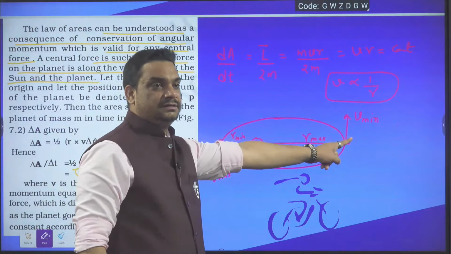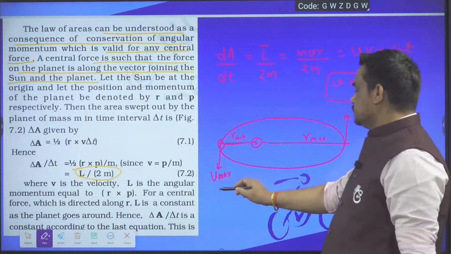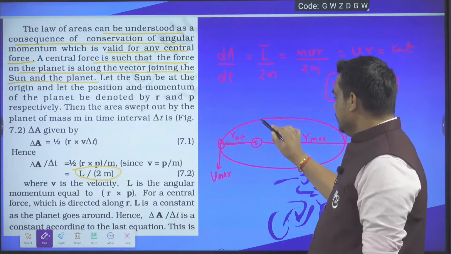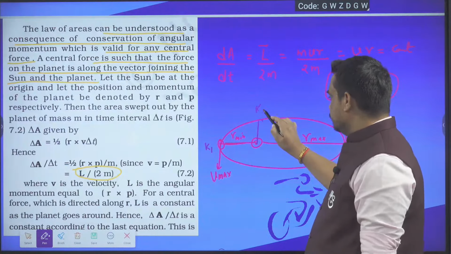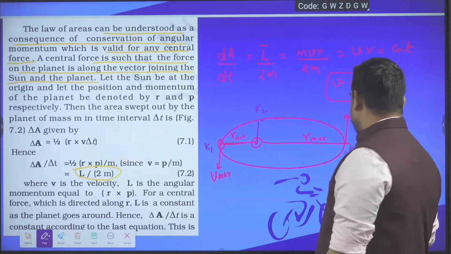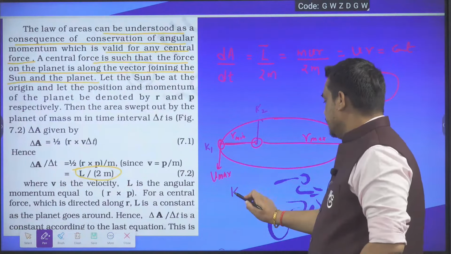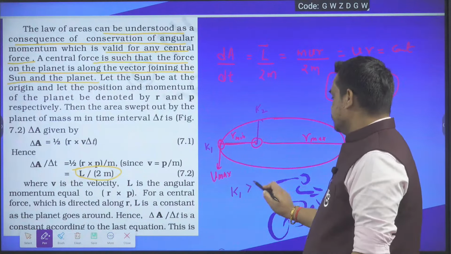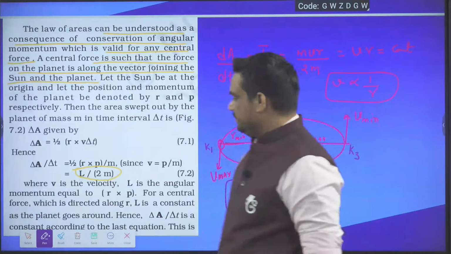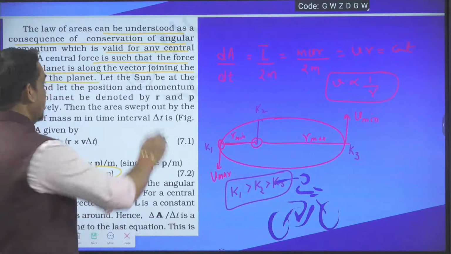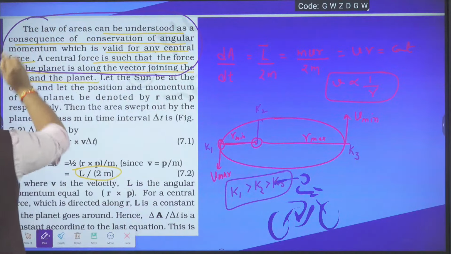They will also ask about the kinetic energy. They can say this is K1, this is K2, this is K3, and ask where the kinetic energy is more. Then K1 is maximum, after that K2, and after that K3. I am going to take one question on this, so you will remember this.